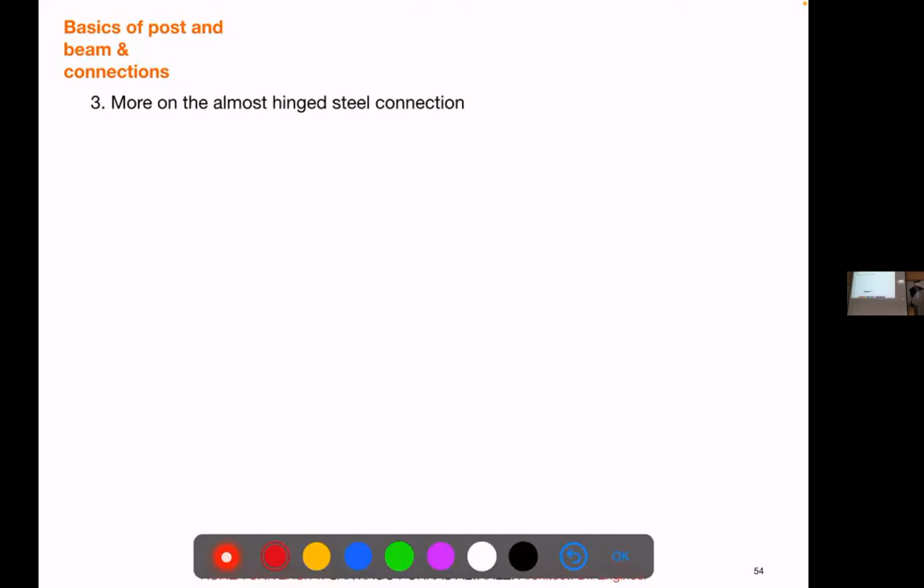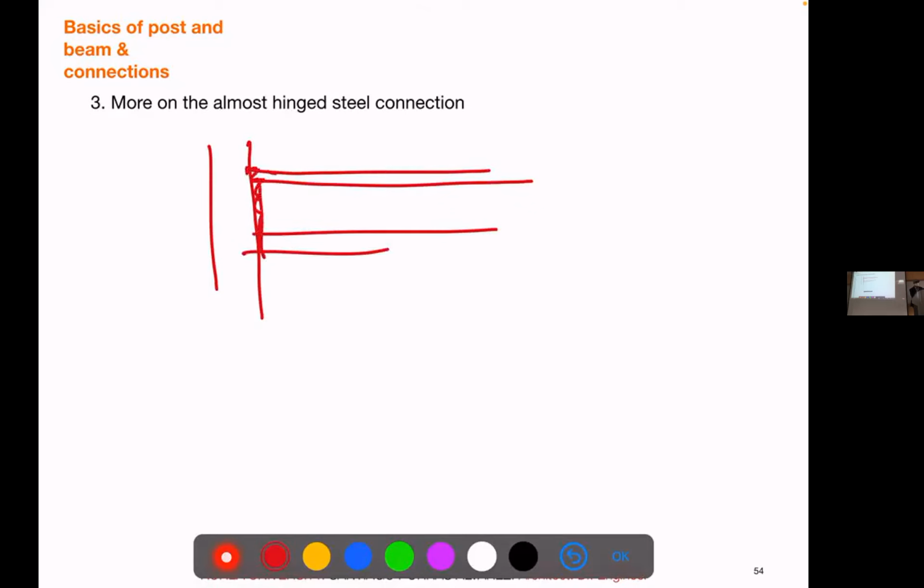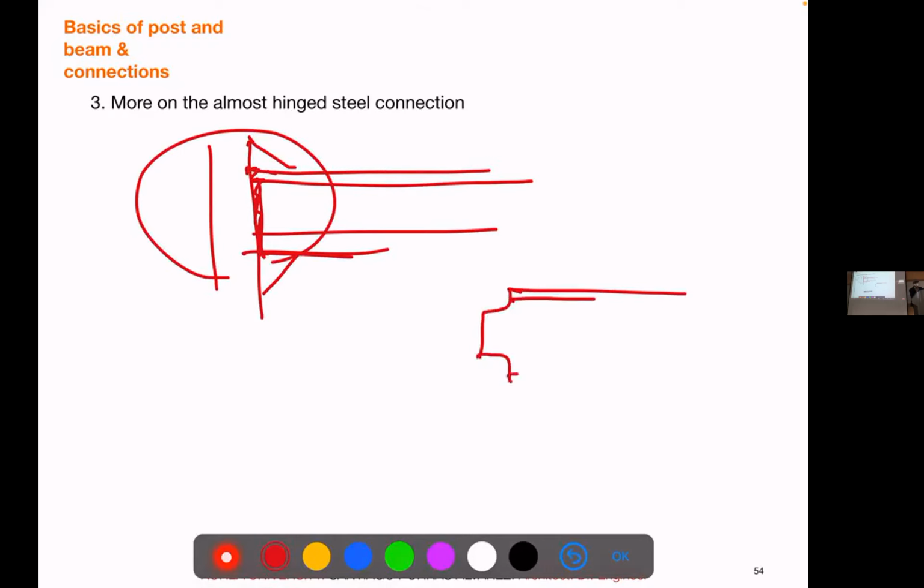And then some people said, okay, what is the point of having the steel? Like we said, if we totally weld and put reinforcements, this is a rigid connection. We said, if we weld only the core, right, this is almost hinged.